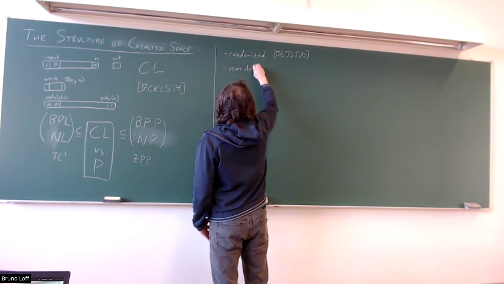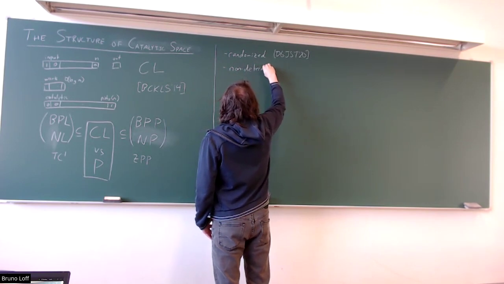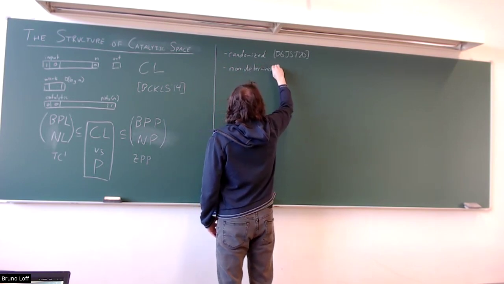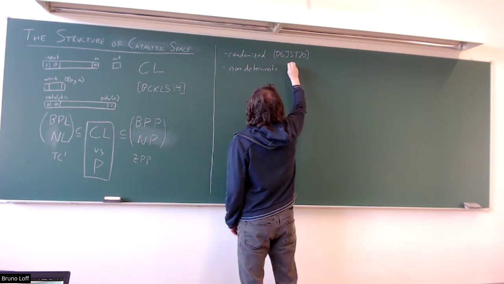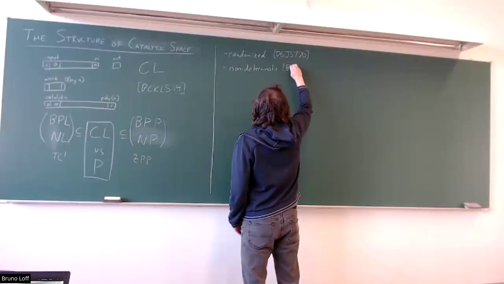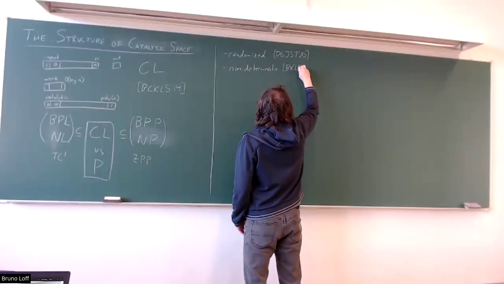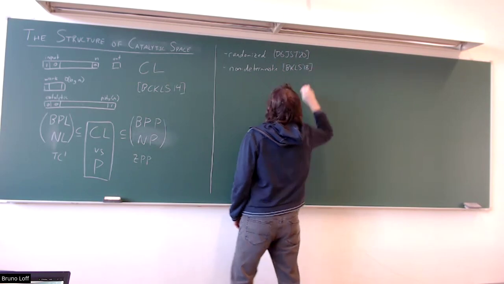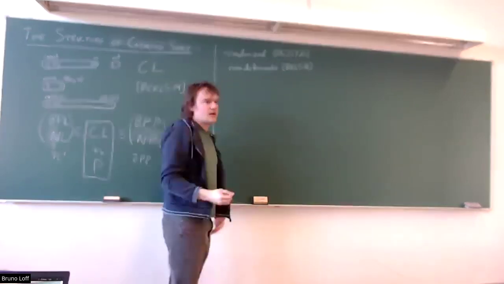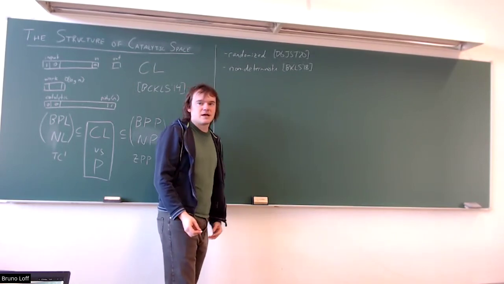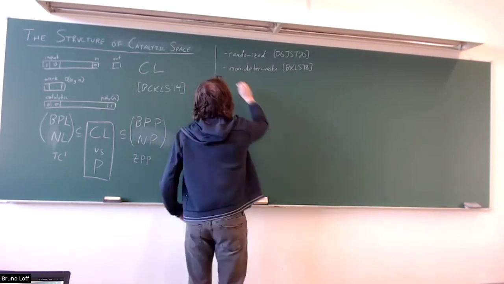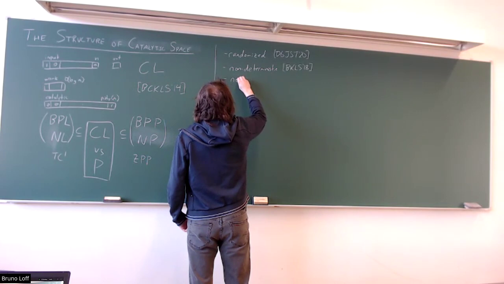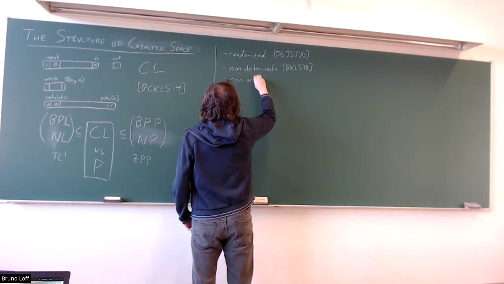You have non-determinism, let's say non-deterministic catalytic logspace. And this is by a lot of the same people as the first paper. In fact, all of them except for Richard Heath. Again, just give catalytic space access to non-determinism. There's non-uniform branching programs.